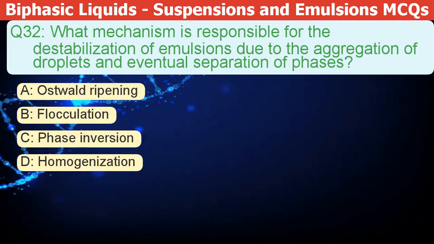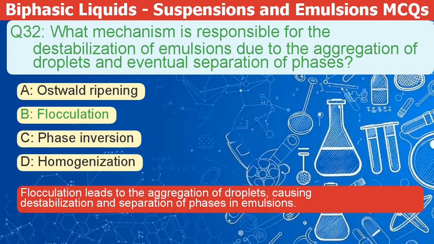What mechanism is responsible for the destabilization of emulsions due to the aggregation of droplets and eventual separation of phases? A. Ostwald ripening. B. Flocculation. C. Phase inversion. D. Homogenization. The correct answer is B. Flocculation leads to the aggregation of droplets, causing destabilization and separation of phases in emulsions.